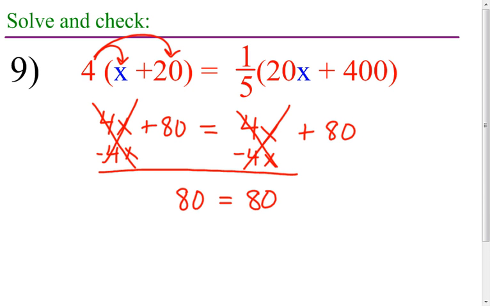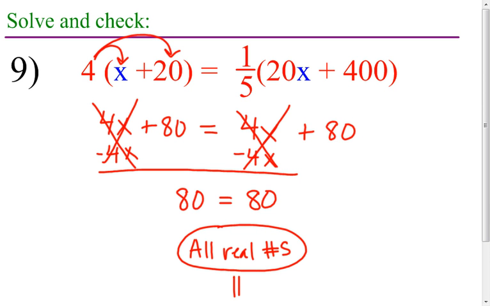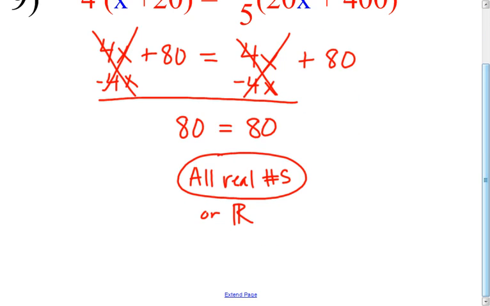Okay? If what you have left is a true statement, so in other words, does 80 equal 80? Yep, 80 does equal 80. If 80 equals 80, that's a true statement, and there is no number that won't make that true. So my answer to this solution would be all real numbers. You can write it like that. You can also write it like this. That's the symbol for all real numbers. Okay, so either way would be fine. So that's one thing that could happen when all your x's were to drop out.